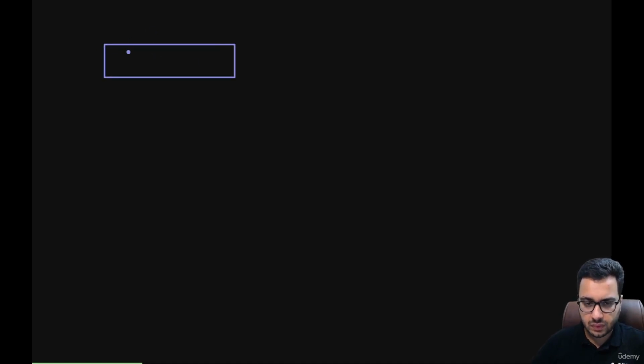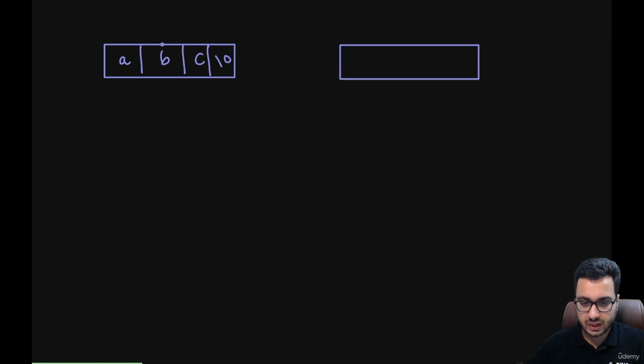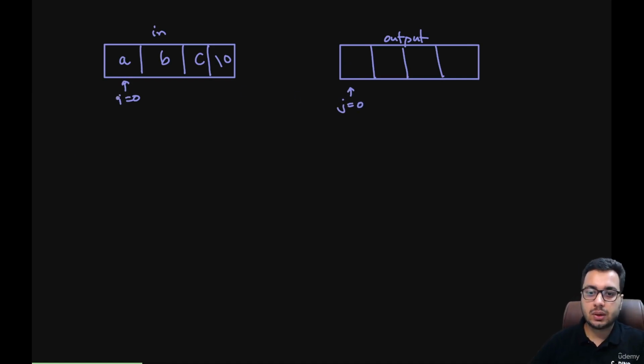So effectively, let's again try to draw the recursion tree and see how this problem will get solved. Let's say we have this input array that is initially A, B, C, and a null here. Let's have another output array that is initially empty. Let me call it input, and let me call it output. Now I put a pointer variable I equal to 0 here, and J equal to 0 here. In the beginning I'm going to make 2 calls.